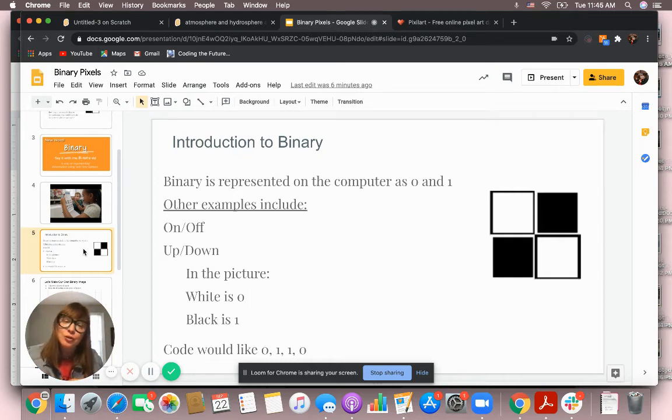In the image over to the right, which I mentioned earlier, is the picture. In our image, we're going to say that white is 0 and black is 1. So if we were to code this image, we would write 0, 1, 1, 0, 0, 1, 1, 0. And that's how we would code it.